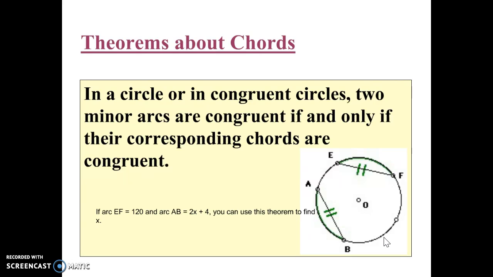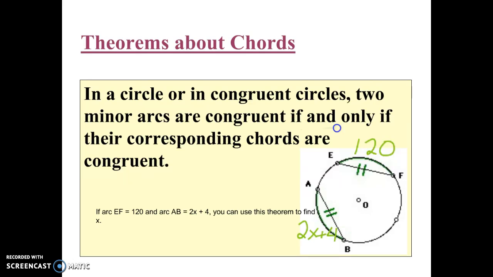If arc EF is 120 degrees, and arc AB is 2x plus 4, you can use this theorem to find x. So let's look at it here. We have EF is 120, and AB is 2x plus 4. Remember, our theorem says if the minor arcs are congruent, if and only if their corresponding chords are congruent.